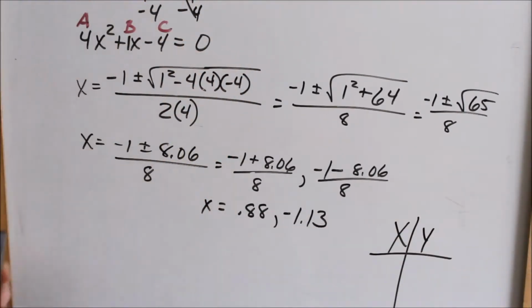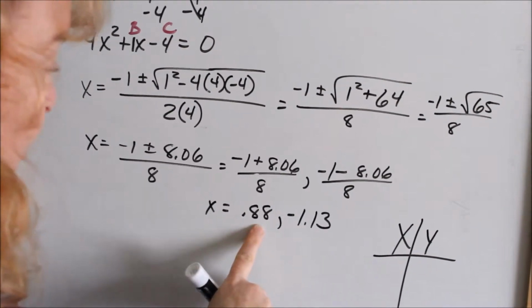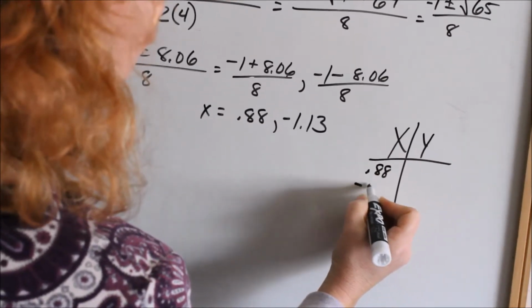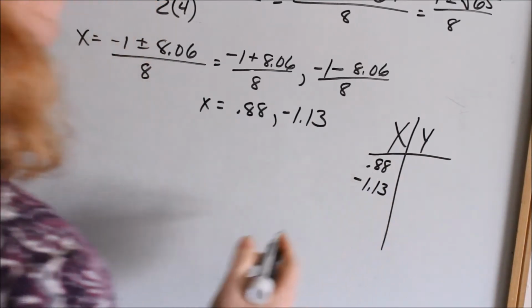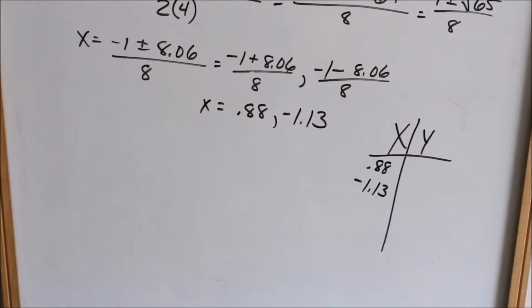So it's my recommendation to make a little XY chart. This is the best way to keep up with all your points. We said we should have 2 solutions for x because we had a quadratic equation. So we had x equals 0.88 and x equals negative 1.13. So how do we find out what our y coordinates are? Substitution. Take your x values and go back and put them into one of your equations.